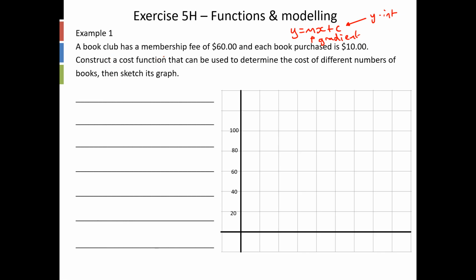So example 1, the book club has a membership fee of $60 and each book purchase is $10. Construct a cost function that can be used to determine the cost of different numbers of books, then sketch the graph. So let's start with an equation, something quite simple, and we'll build it into a function. So we start with y equals, and in this case, our initial cost is $60, so we get y equals 60, okay? And then for every book purchase, cost another 10. So we'll go plus 10, and we'll call x the number of books purchased.